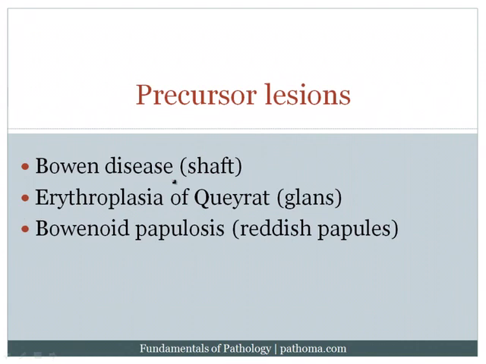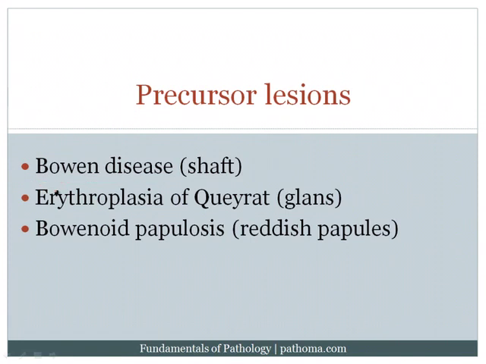The first is called Bowen disease, and the way this presents is as in situ carcinoma. All right, so these are precursor lesions, so they're going to be in situ carcinoma. So you have in situ carcinoma that presents as leukoplakia, or a white plaque on the shaft of the penis, and that's called Bowen's disease. So you would do a biopsy and you would see malignant cells that have not yet invaded the basement membrane, and that histology is important as well.